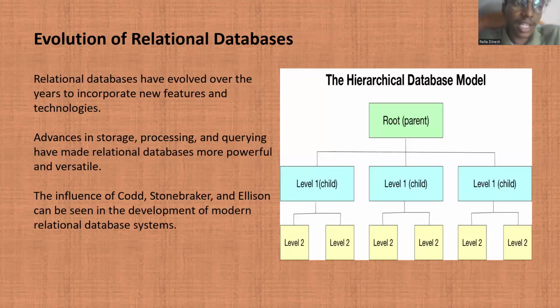Now we'll see the evolution of relational databases. Relational databases have evolved over the years, incorporating new features and technologies. Year by year, or day by day, we can see improvement in the relational database. Advances in storage, processing, and querying have made the relational database more powerful and versatile. The influence of Codd, Stonebraker, and Ellison has developed the modern relational database system.